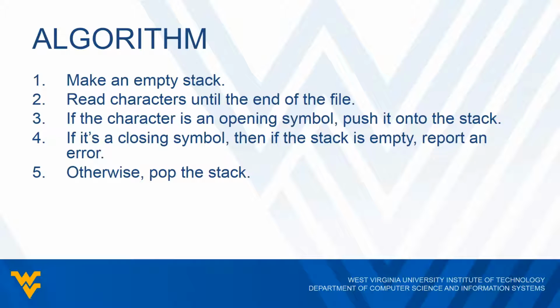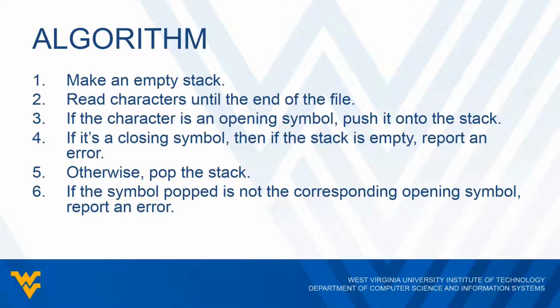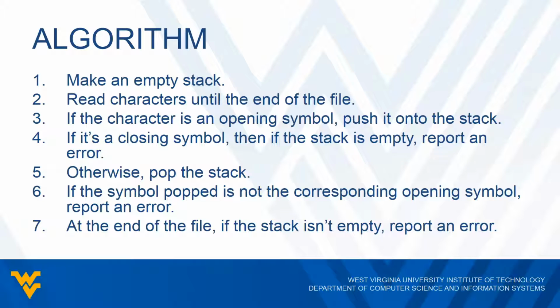So we're basically pushing only left symbols into our stack. And if we read a right symbol, we're going to pop the left symbol from the stack and make sure they match. If they don't match, and what I mean by that, if we don't have the corresponding left and right symbols, then we need to report an error. And then when we get to the end of the file, if there's still stuff in the stack, that means we have a left symbol that does not have a corresponding right symbol. So here we would also report an error.